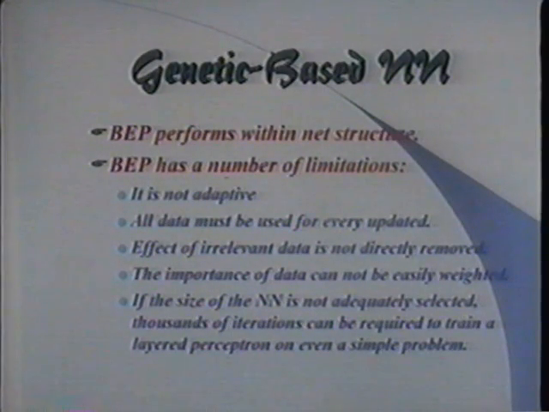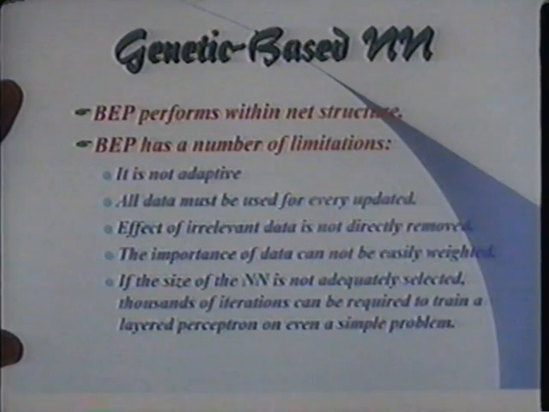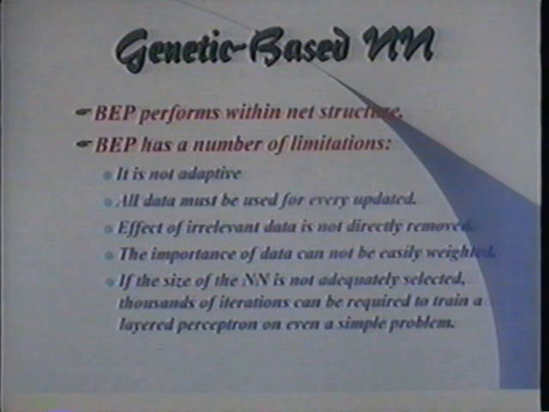Well, we all know that back error propagation performs within a network structure, and that's a very good feature that we would like to maintain. But we also know that back error propagation has a number of limitations. Among these limitations is that it's obviously not an adaptive technique, because you are passing all the training data through the system at the same time, and you can repeat the same data and iterate using the same data until you are converging. There is really no room for adaptation unless you modify the back error propagation technique itself. So all the data must be used for every update.